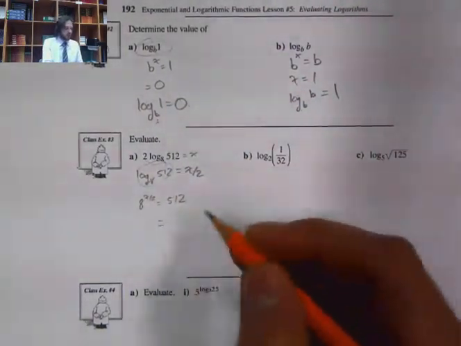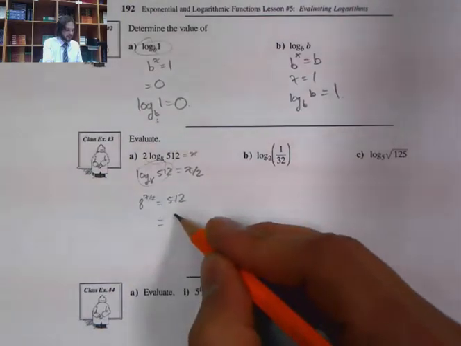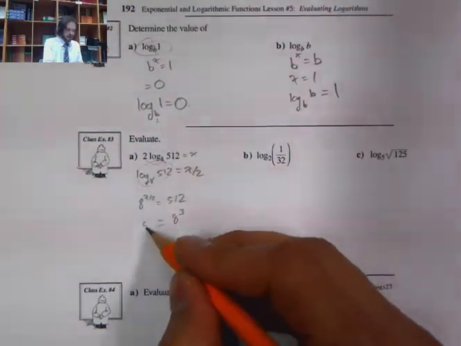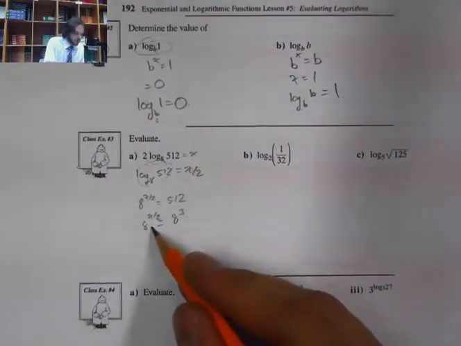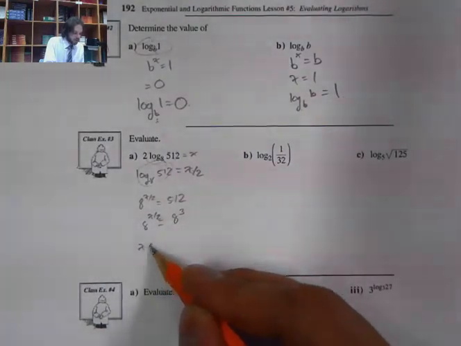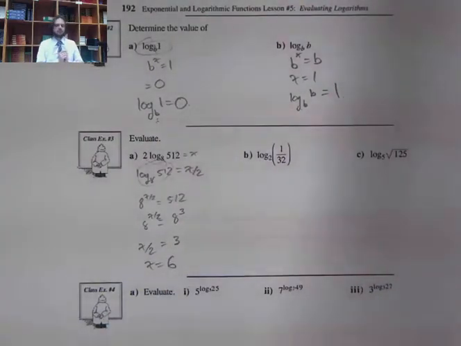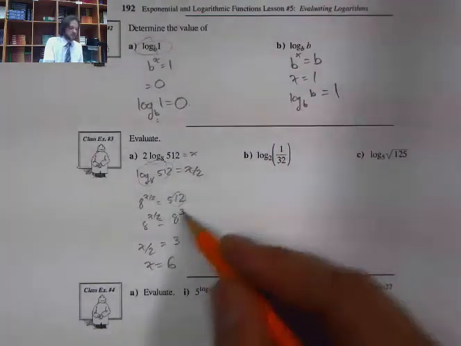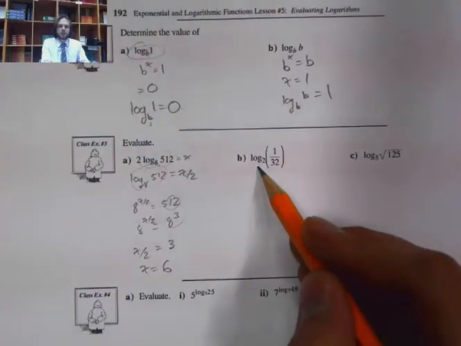All right, now, that's interesting. So what is this here equal to? This is going to be the same as 8 to the 3 is equal to 8 to the x over 2. All right? Now, we try and solve this more. I get x over 2 is equal to 3. So x is equal to 6. Okay? There we go. Because 512 is the same as 8 to the power of 3. Let's take a look at the next one here.